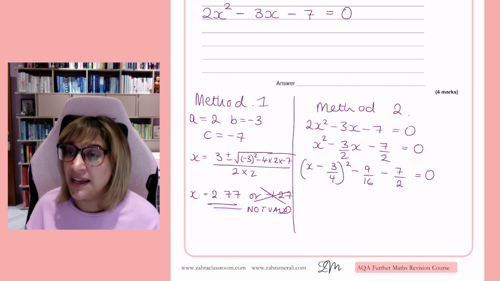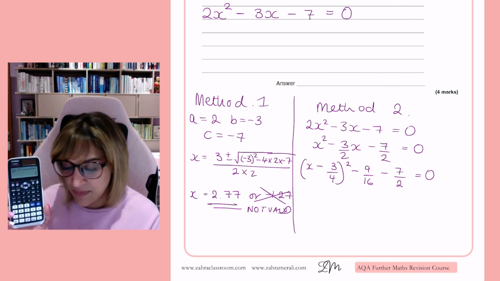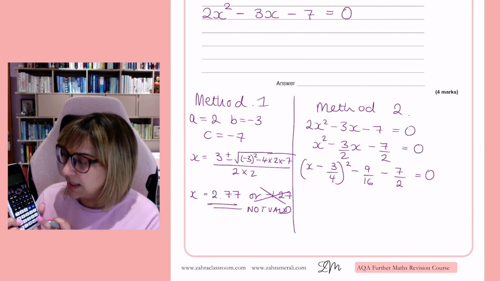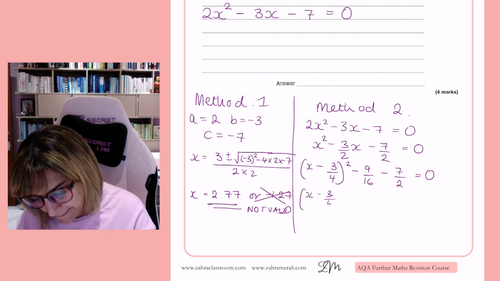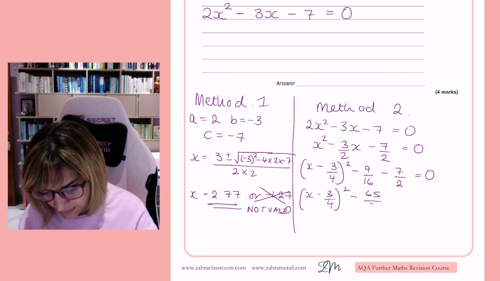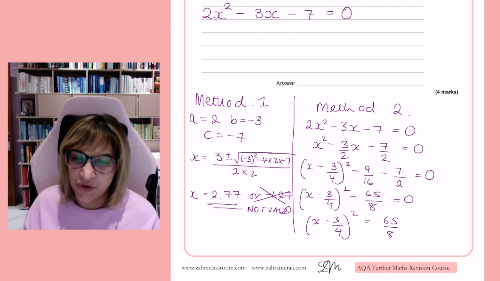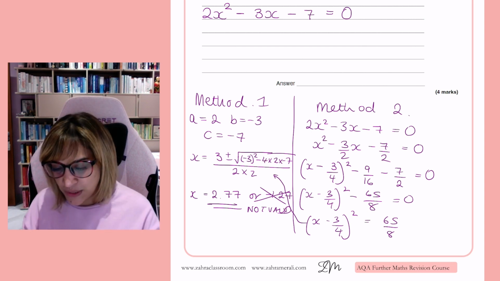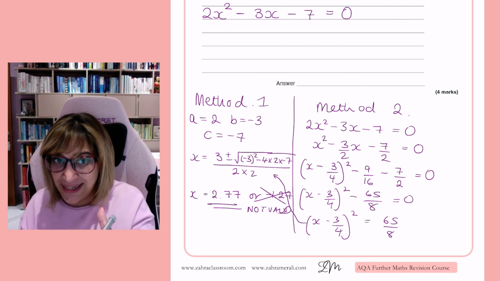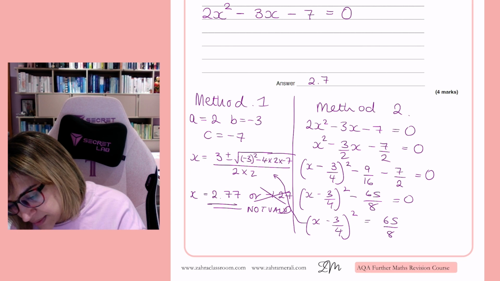And you could double check that was correct because your calculator also gives you the minimum, which we can see is 3/4, and the y, which is minus 65 over 8. And then we can rearrange that. So we get x minus 3/4 squared equals 65 over 8. Take the square roots, you get plus and minus, and you end up with exactly that. So it doesn't matter which way you do it, you're going to show your working, even if you've just plugged it into your calculator, and your answer is 2.77.